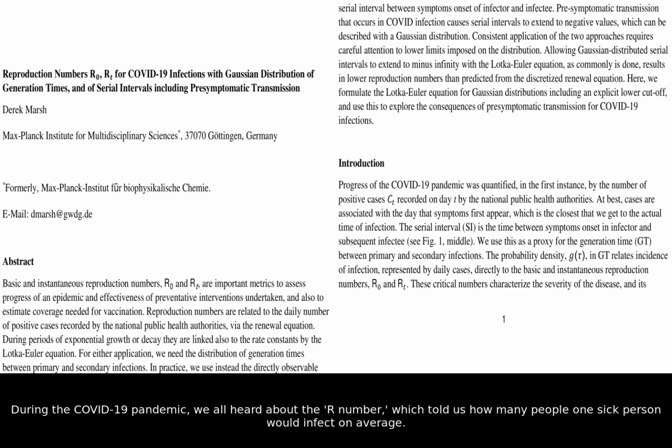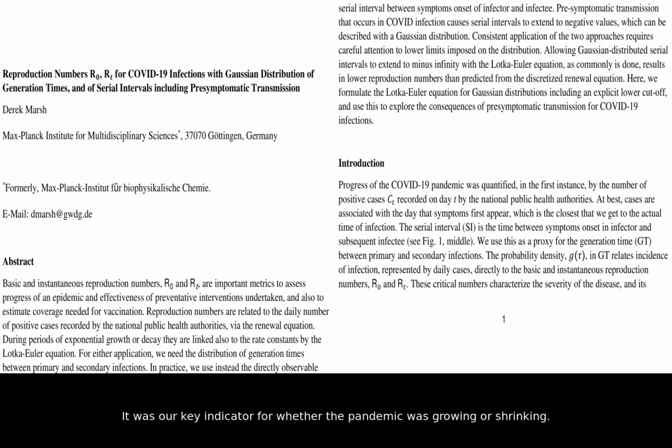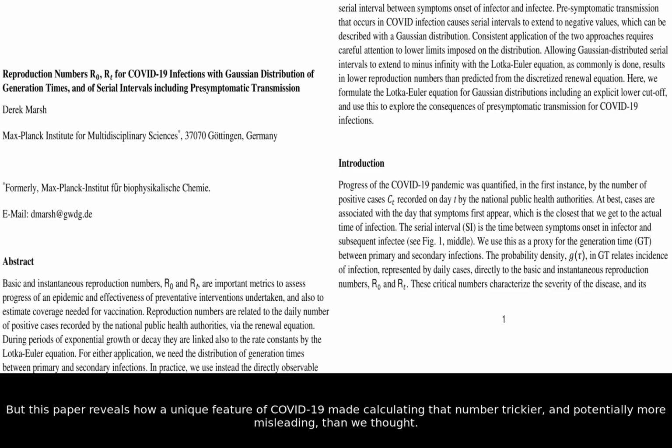During the COVID-19 pandemic, we all heard about the R number, which told us how many people one sick person would infect on average. It was our key indicator for whether the pandemic was growing or shrinking. But this paper reveals how a unique feature of COVID-19 made calculating that number trickier and potentially more misleading than we thought.